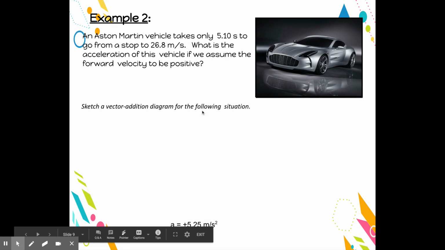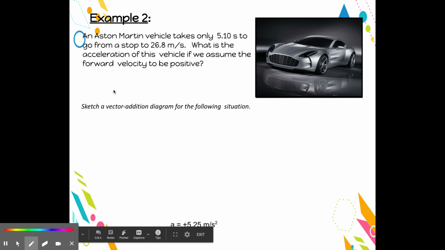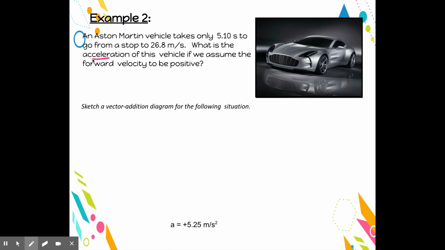Example 2. An Aston Martin vehicle, so it's a really fast car, takes only 5.10 seconds to go from a stop to 26.6 meters per second. What is the acceleration? Okay, so that's my question. If we assume the forward velocity to be positive.